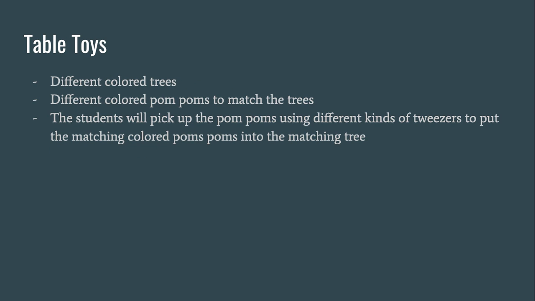For table toys, I had different colored trees. So I had felt treetops, and then I put the felt treetops on top of paper towel rolls or toilet paper rolls. And I had different colored pom-poms. So the students all had different kinds of tweezers that they could choose from, and then they would have to take the tweezer and put the right colored pom-pom in the right colored tree because each of the trees had colored apples on them to kind of go with the pom-poms. So it was a sorting game and it was a counting game because they could count as they're putting it in, and it's also really good for their motor skills.